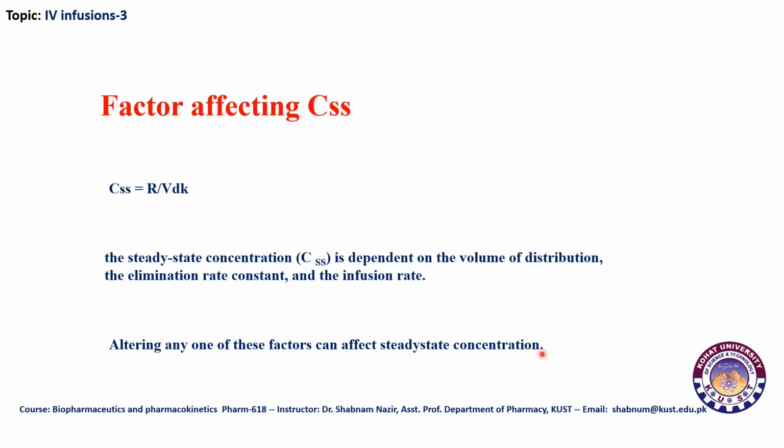It's very simple to understand that as steady state concentration is dependent upon these factors, it will definitely be affected if any one of these changes. For example, steady state concentration and rate of infusion have a direct relationship, and when the rate of infusion is doubled, the concentration you achieve at steady state, though the time you take to attain the steady state will remain the same, will be increased as well.